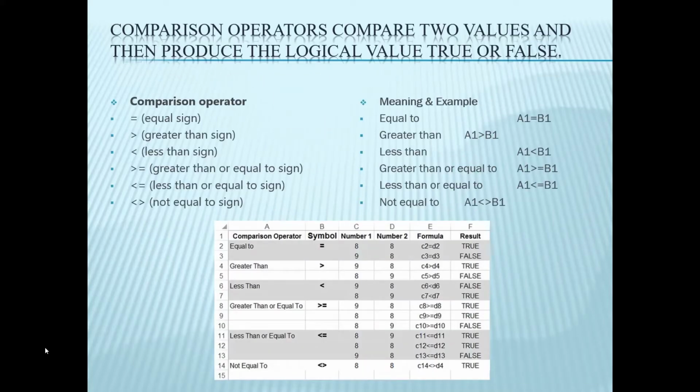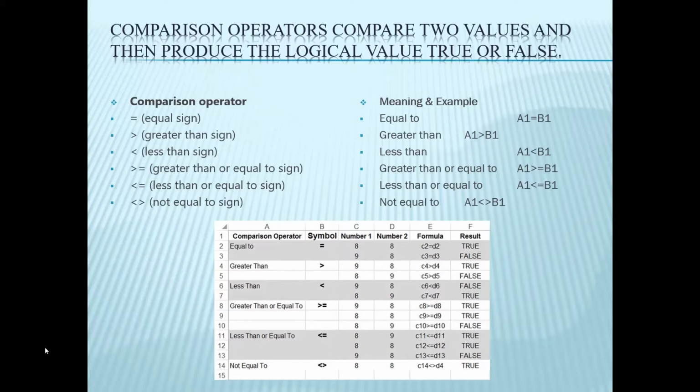Next is the comparison operators, which compare two values and then produce a logical value, which may be true or false. The first comparison operator is the equal sign, which tells whether both the values are equal, so A1 equal to B1. Second is the greater than sign, which tells which number or value is greater than the other. Third is the less than sign. It tells which number is less among the two numbers.